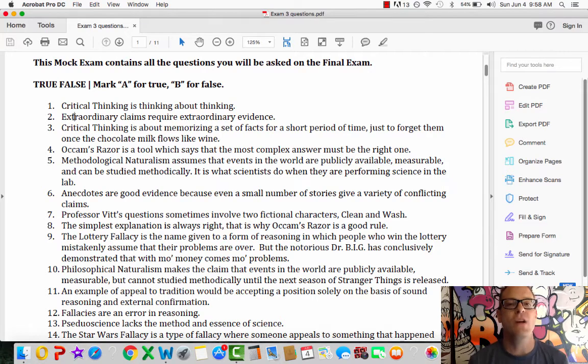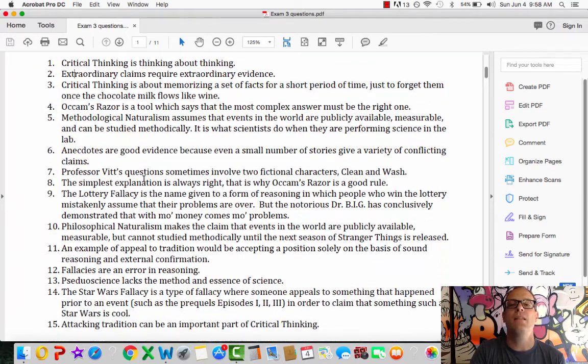Number four, Occam's razor is a tool. You need to know Occam's razor. I'll tell you what it is. It's the simplest explanation is the best. Remember, it's not always true. But we can assume that it's true most of the time.